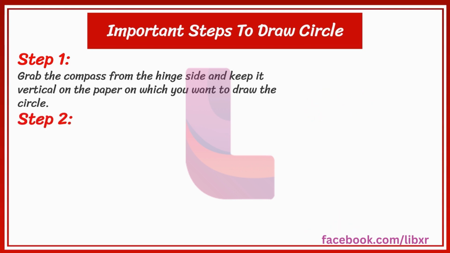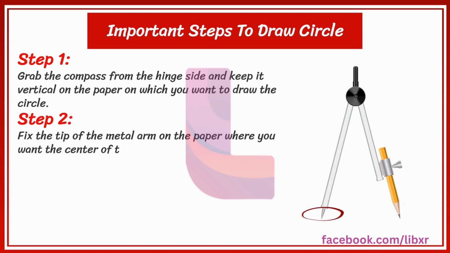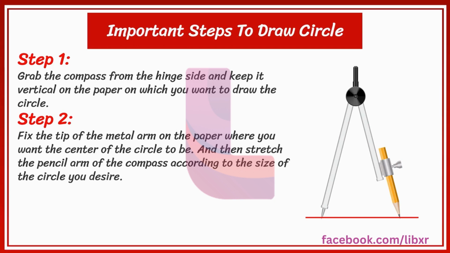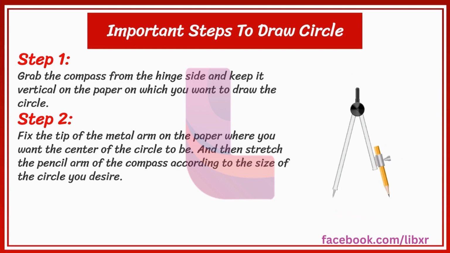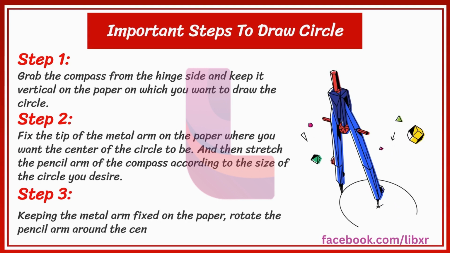Step 2. Fix the tip of the metal arm on the paper where you want the center of the circle to be, and then stretch the pencil arm of the compass according to the size of the circle you desire. Step 3. Keeping the metal arm fixed on the paper, rotate the pencil arm around the center, drawing the circle.